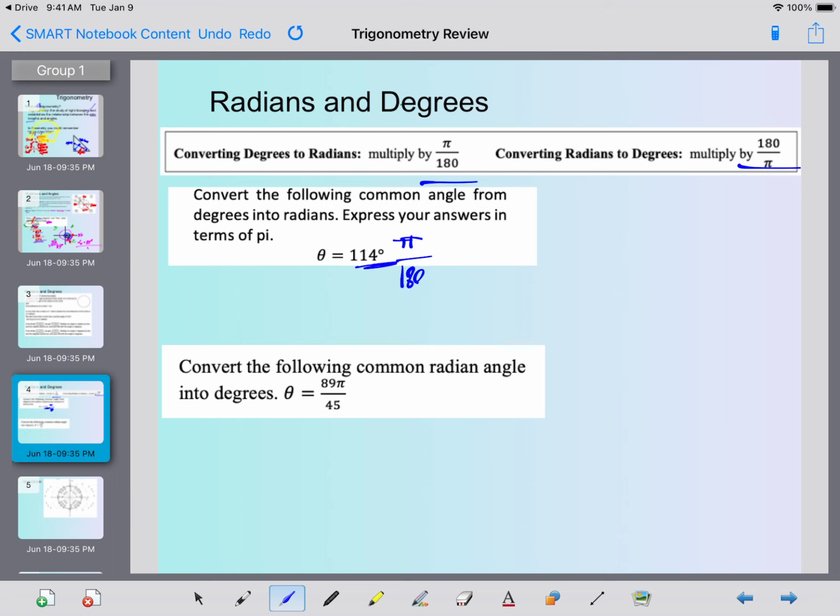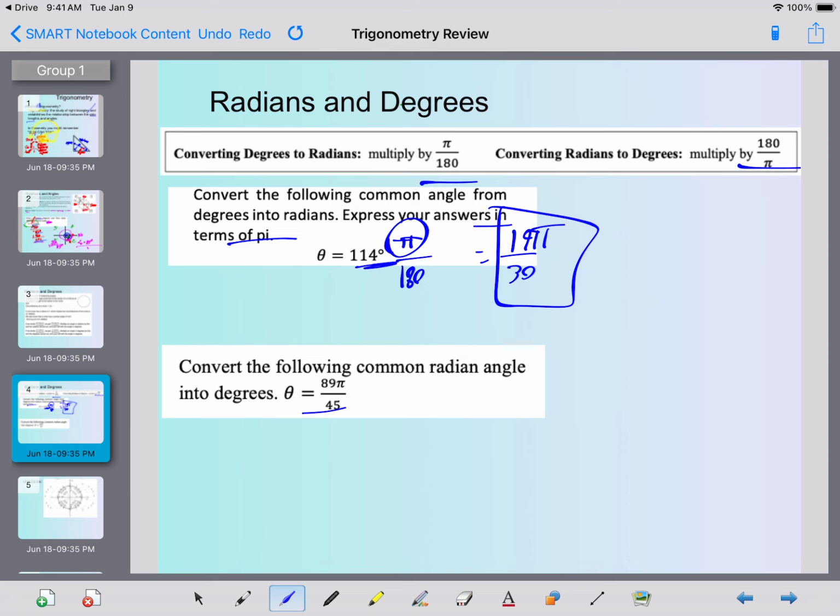In my calculator, I'm going to do 114 divided by 180, I'm going to convert to fraction, and I get 19 over 30. Is that right? No, I forgot the pi. Just don't put pi in your calculator, because then you're going to get a crazy irrational number. You want to express this in terms of pi.